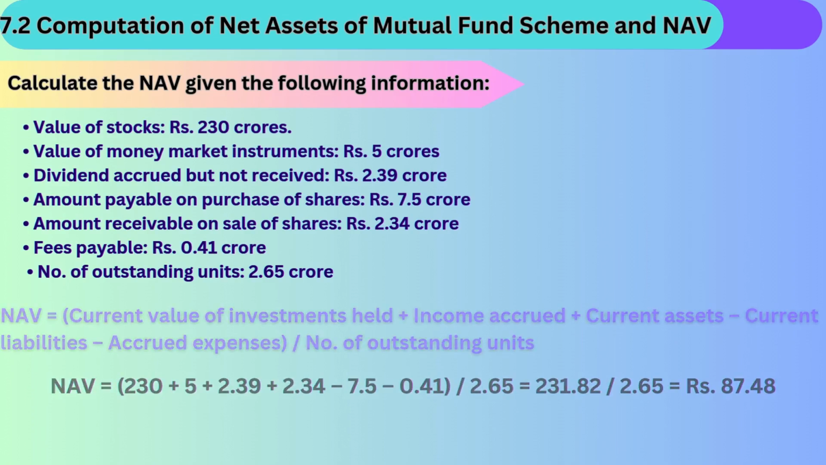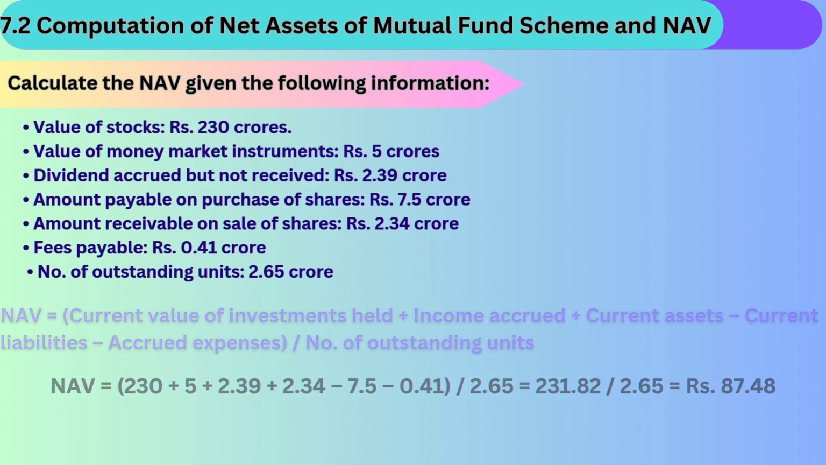Now, in this, how to calculate the NAV? NAV is equal to current value of investments held plus income accrued plus current assets minus current liabilities minus accrued expenses, divided by the number of outstanding units.